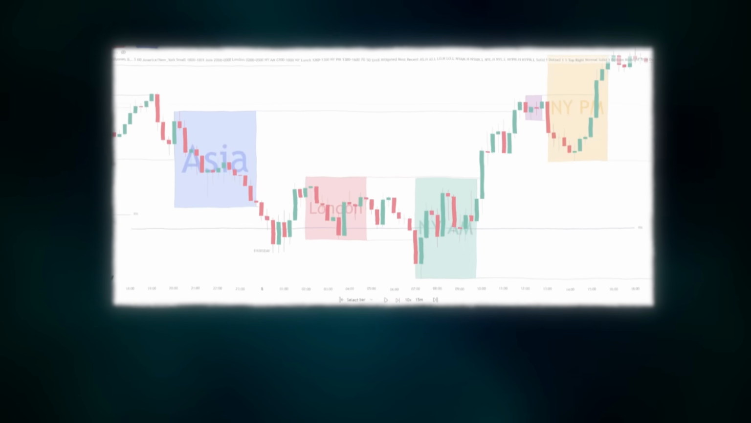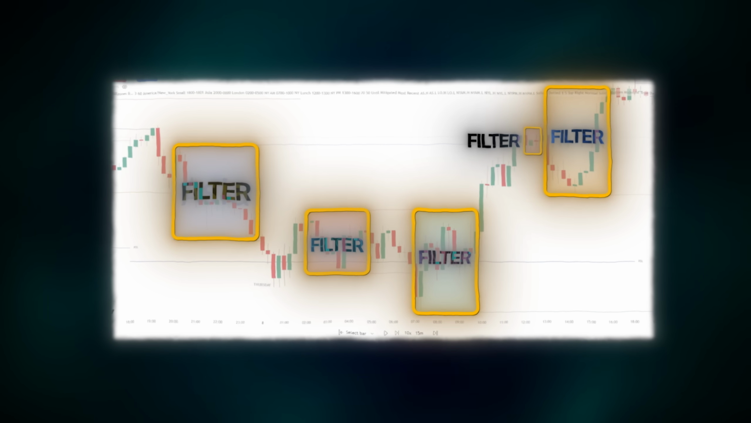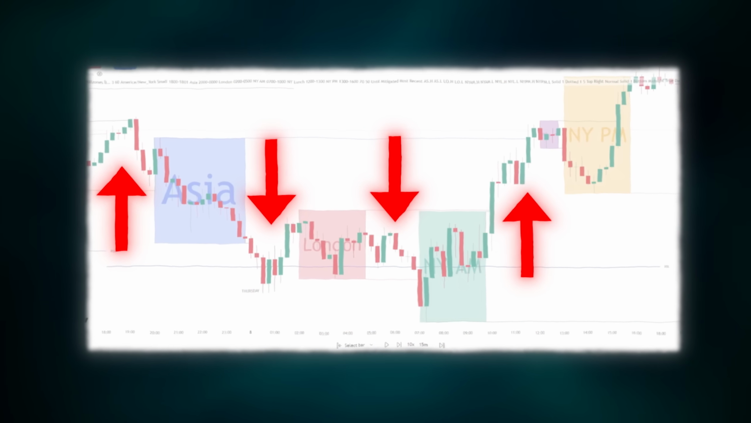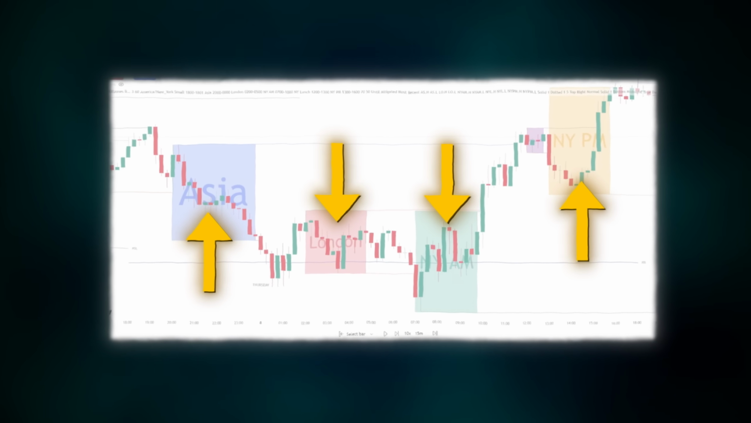What you're meant to do is trade kill zones like a filter. If price is outside these windows, we are relaxed. We are chill. No need to force a trade. If price is inside these time windows, then focus up, but still be patient. Timing always comes first. Execution comes second.